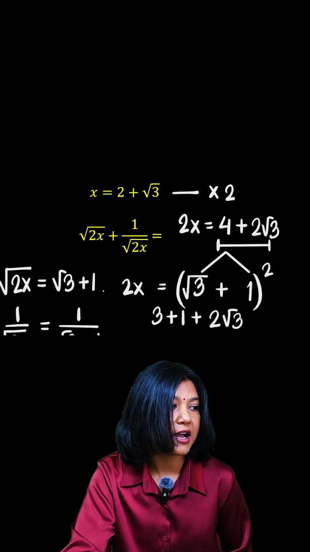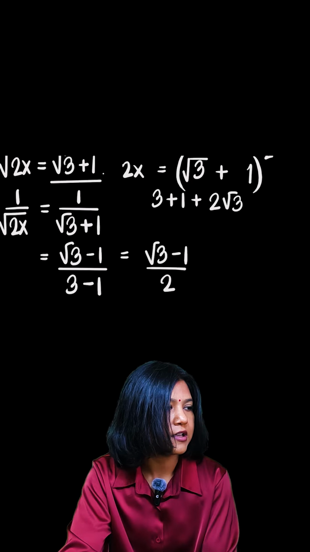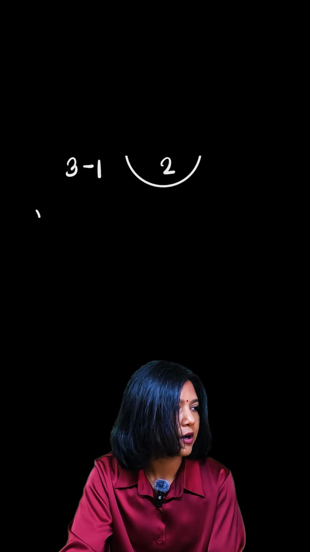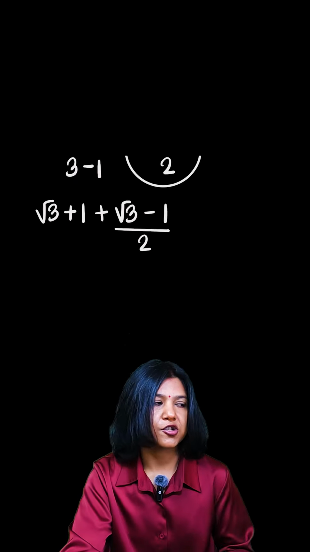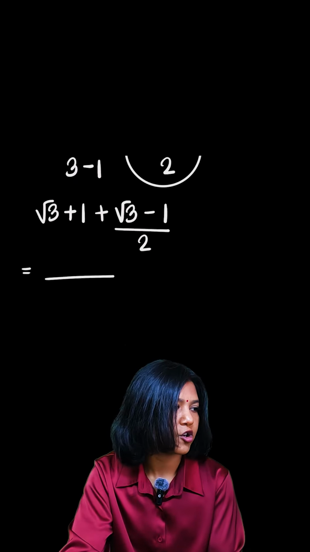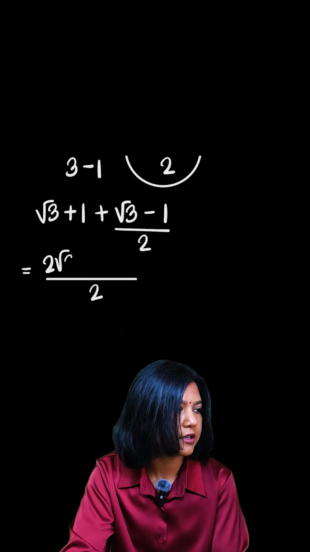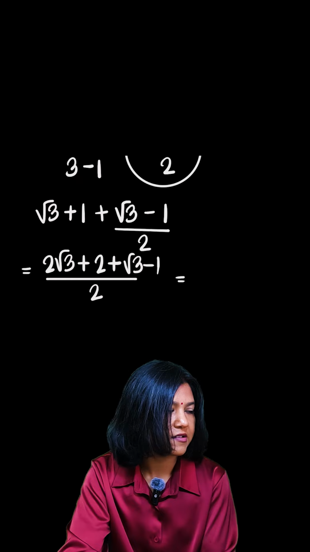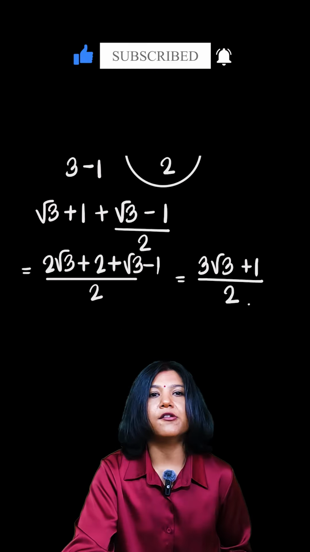Okay, the question wants you to add the two values. So we'll just take this one and add it with this one. So root 3 plus 1 added to root 3 minus 1 upon 2. That is what the question wants you to do. So you can take 2 as a common denominator and then evaluate. It becomes 2 root 3 plus 2 plus root 3 minus 1, which gives me simply 3 root 3 plus 1 divided by 2. So this is how you evaluate.